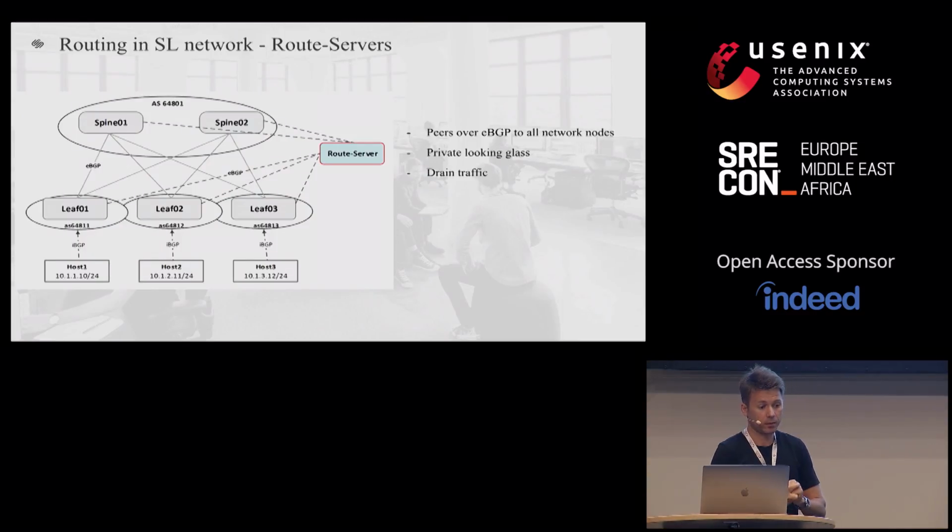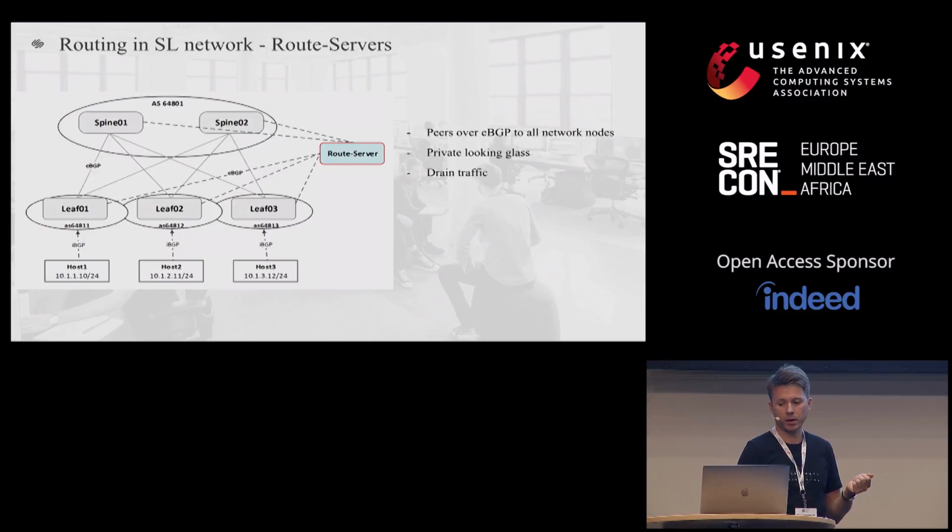I mentioned the route server a couple of times. A route server is basically a server that runs BGP and can peer over BGP with the network nodes. Route server is a passive device, and it has the global view of the network. So we can use it as a big looking glass. Also, we can announce some routes. So it's not always passive.